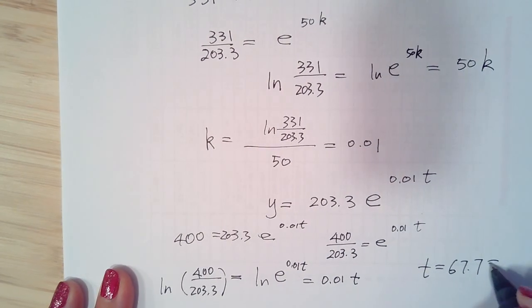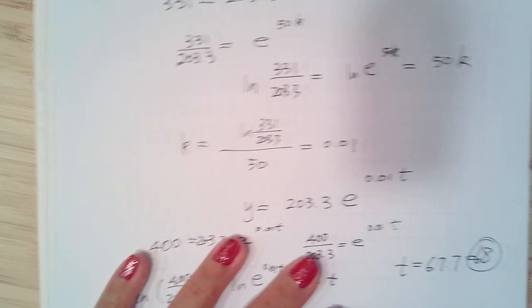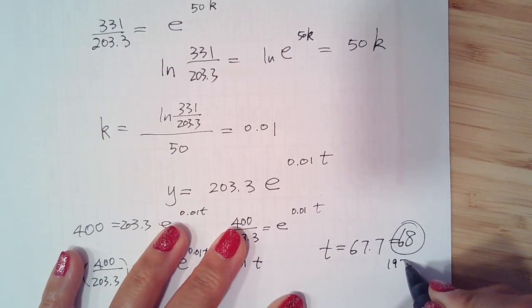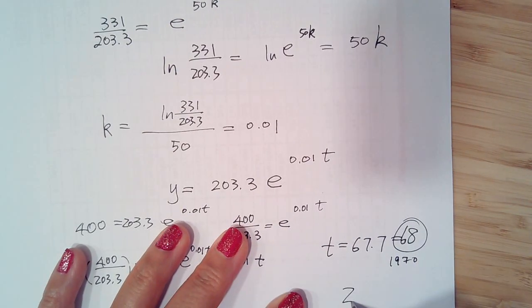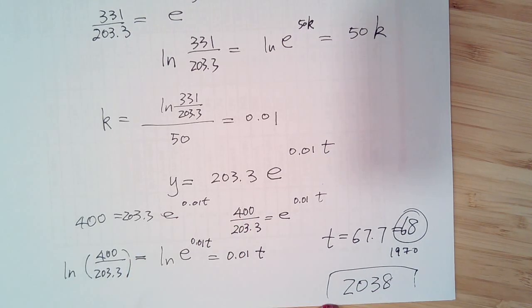Let's take the whole number, I say 68. What does that mean? That means 68 years after 1970. So you have to add that to 1970, and the answer is 2038. So roughly by the year 2038, the US population will be somewhere around 400 million. So right now, we still have some time, so we can see whether this model is correct or not.